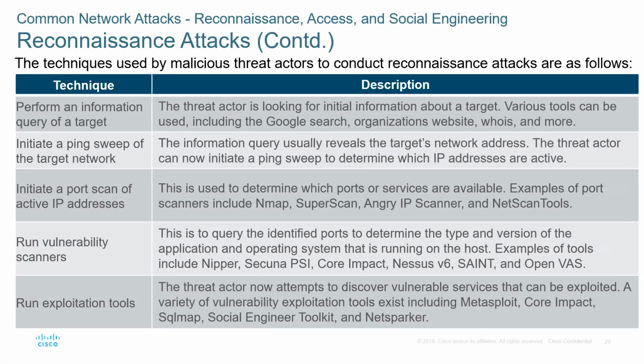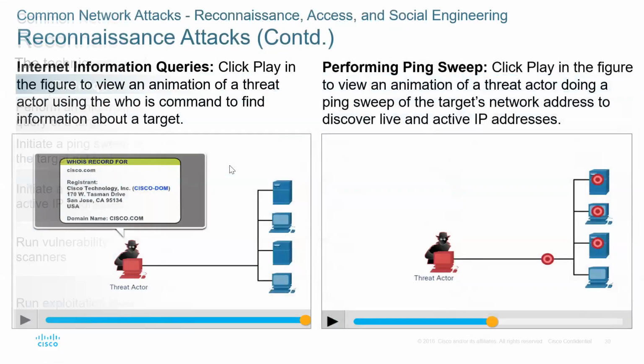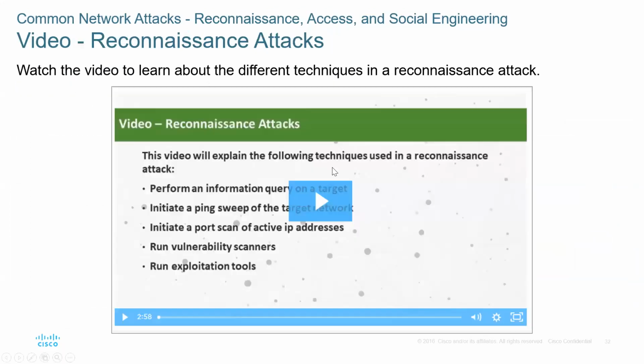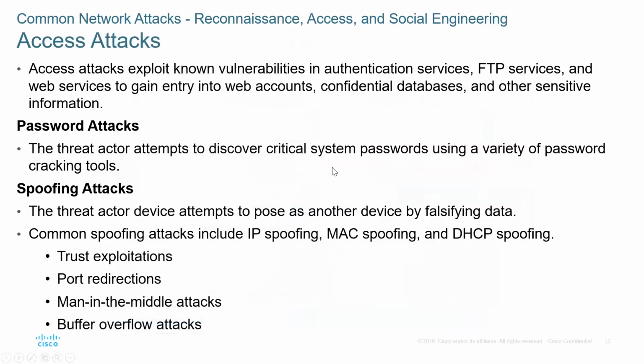You may do a ping sweep in order to target the network and find out what's all out there. You could initiate a port scan of active IP addresses. Then you run some vulnerability scanners against that information that you have collected to find out what all could be vulnerable. And then you may run some exploitation tools in order to find out whether or not those are actually exploitable. And so you can see some queries here within the diagram that they give you in your content, as well as performing a ping scan and the reconnaissance attacks there.